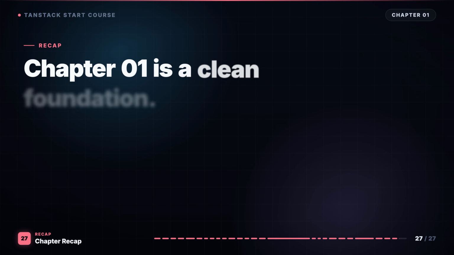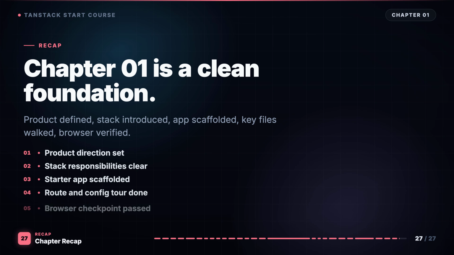And that's Chapter 1. We set the direction, split the stack into clear jobs, scaffolded the app, walked the key files, and verified it in the browser. We also covered why the stack fits, the folder structure, and the full request flow. Next up, Chapter 2, the database. We design the schema with Drizzle, spin up Postgres in Docker, and run our first migration. See you there.